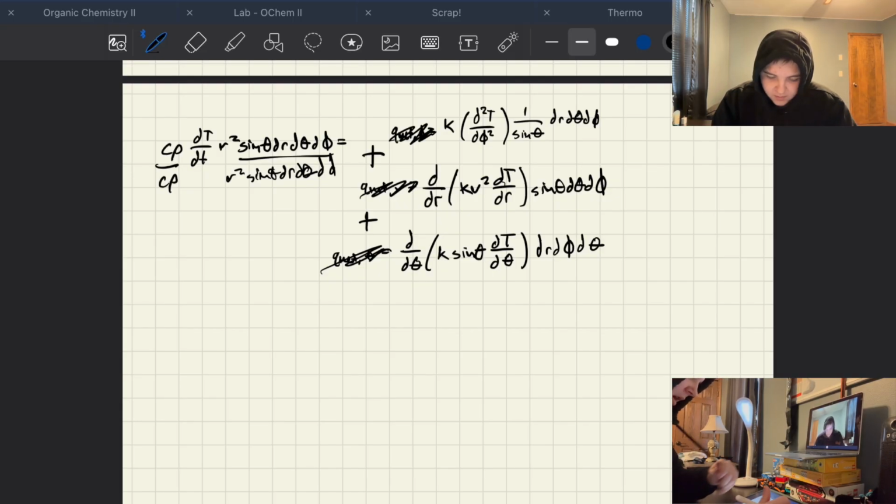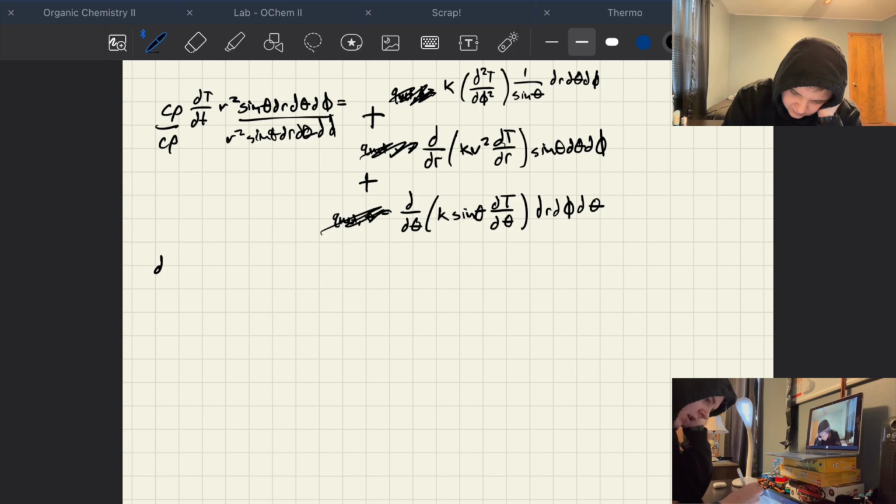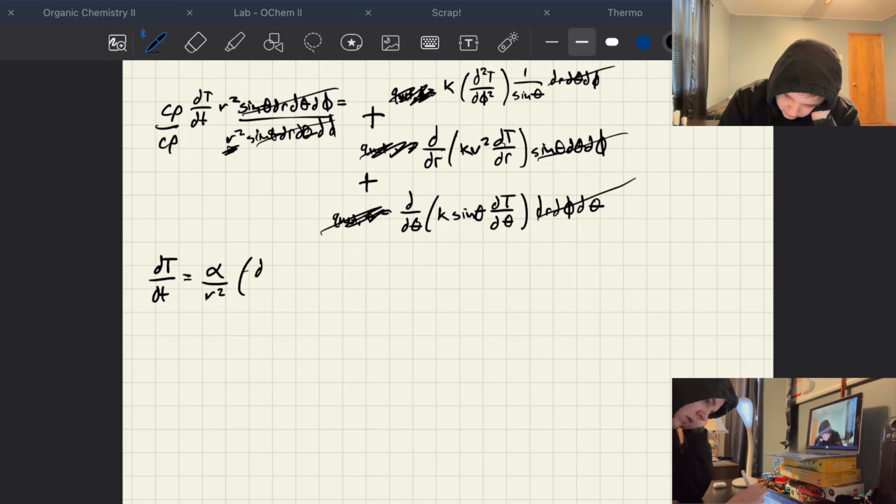Let's write out the final altogether. So on the left we'll have dT/dt, temperature gradient, and we'll have alpha with our k over cp, but we gotta remember r squared here. And then all of our areas will cancel, so that will cancel, cancel. And then we'll be left with d squared T.